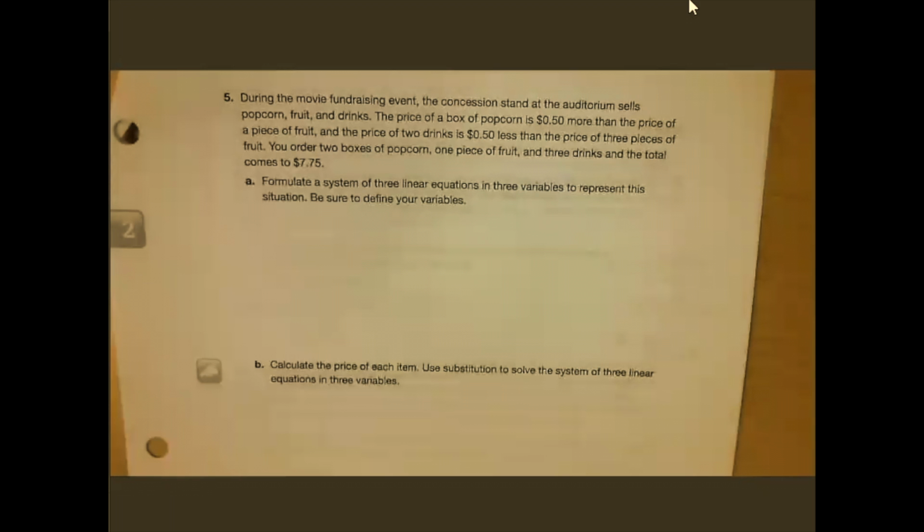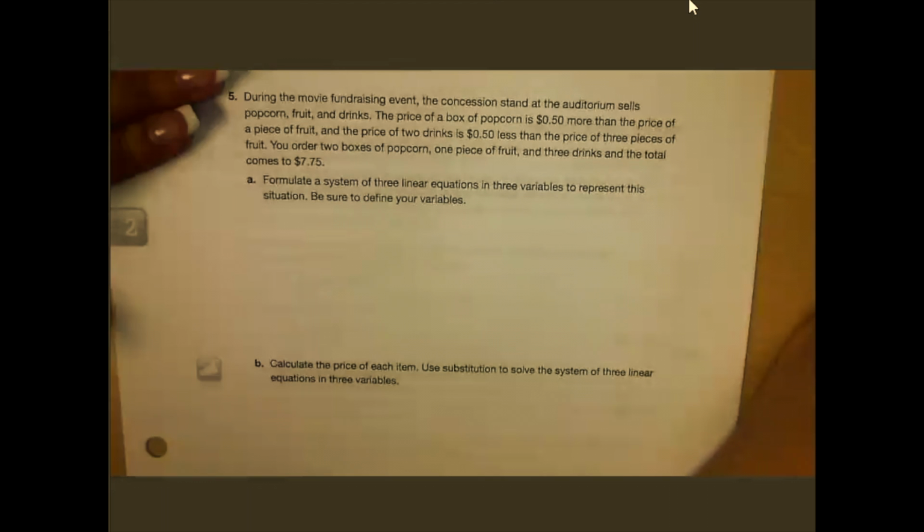All right, we're going to do another word problem here. It says, during the movie fundraising event, the concession stand at the auditorium sells popcorn, fruit, and drinks. The price of a box of popcorn is 50 cents more than the price of a piece of fruit. And the price of 2 drinks is 50 cents less than the price of 3 pieces of fruit. You order 2 boxes of popcorn, 1 piece of fruit, and 3 drinks. And the total comes to $7.75.